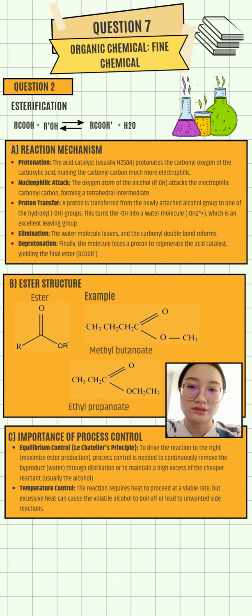Two is acidification. A is the reaction mechanism. So, firstly is protonation. The acid catalyst, usually sulfuric acid, protonates the carbonyl oxygen of the carboxylic acid, making the carbonyl carbon much more electrophilic.